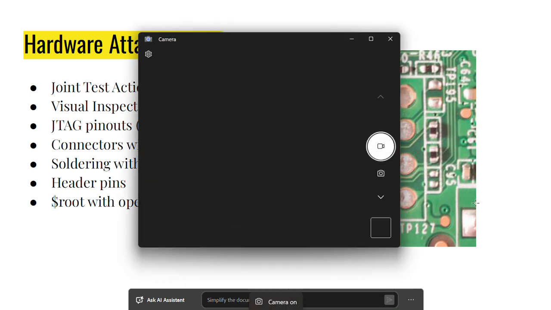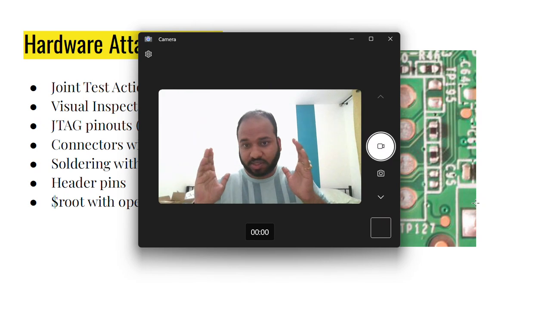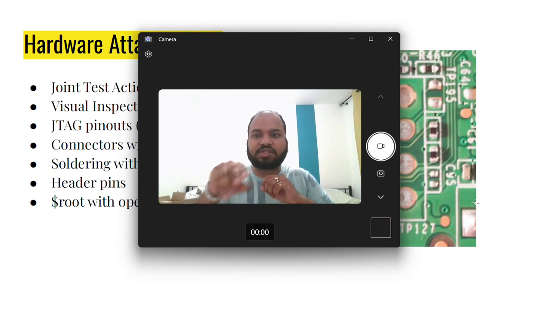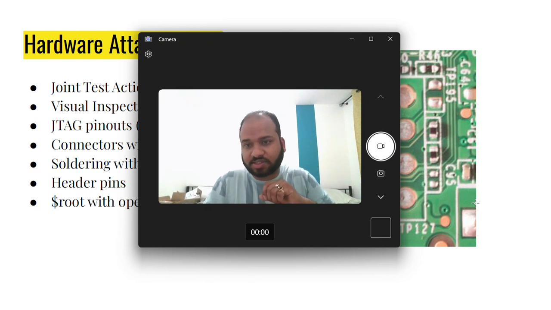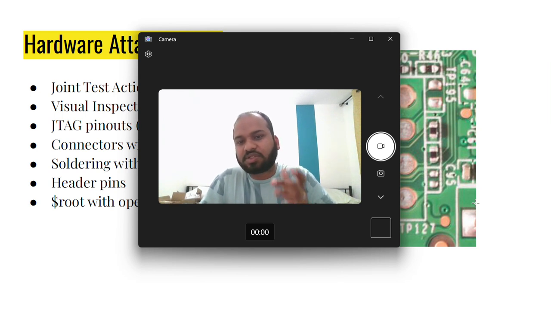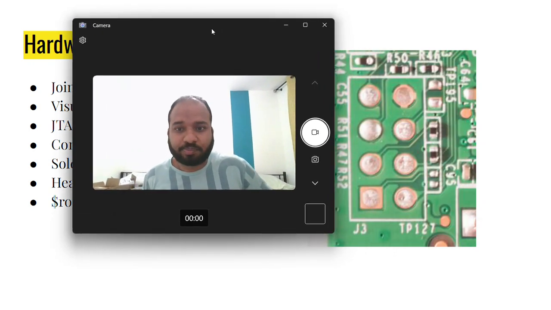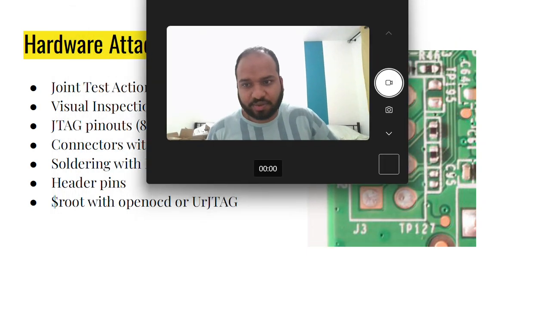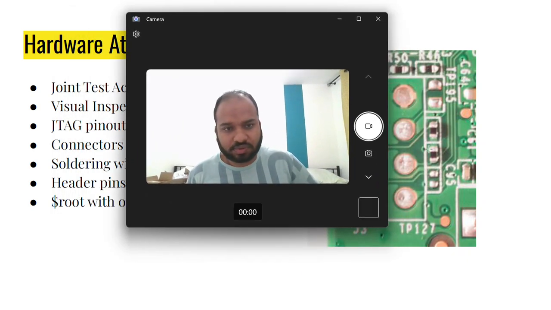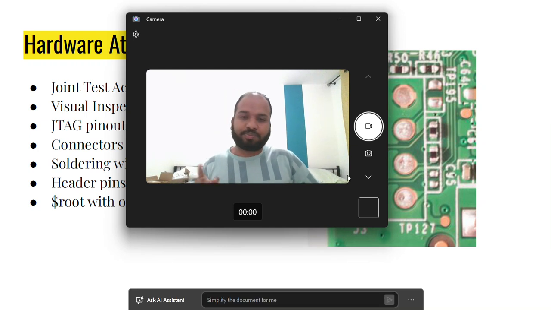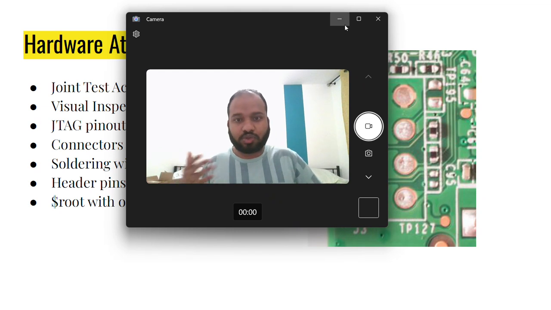In most cases you can be successful with just the visual inspection, but it is not necessary. However, JTAG pinouts can be seen just by looking at those set of pins, and that's how you can communicate and look into these things. Now, connectors with jumpers. Jumper wires can be used after the soldering. You have to use jumper wires with a breadboard in order to do some processing and make some connections.